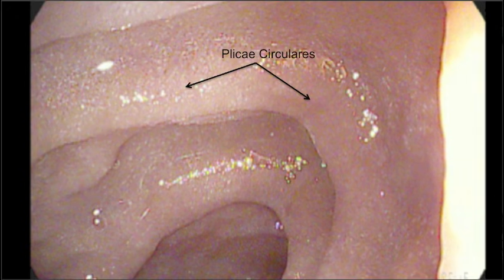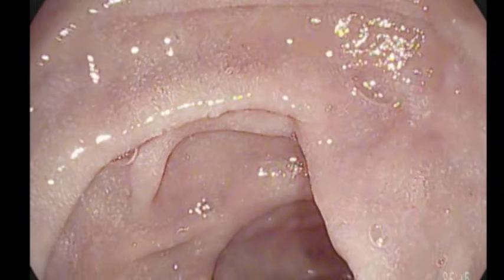Plica circularis, also known as valves of Kirkring, are permanent circular folds that contain a core of submucosa and can be seen here. They are most numerous in the distal part of the duodenum and the beginning of the jejunum and begin to disappear in the ileum.